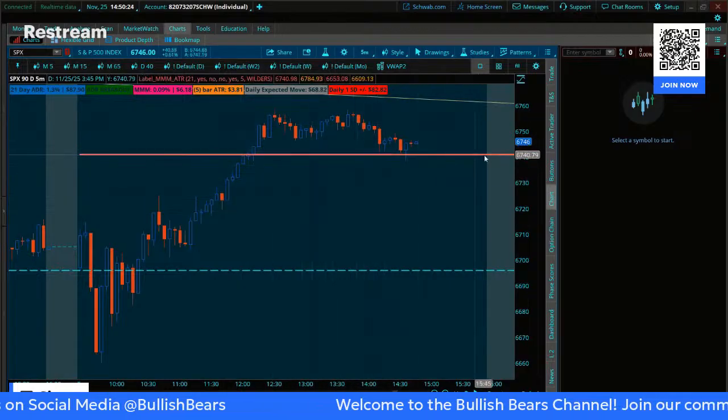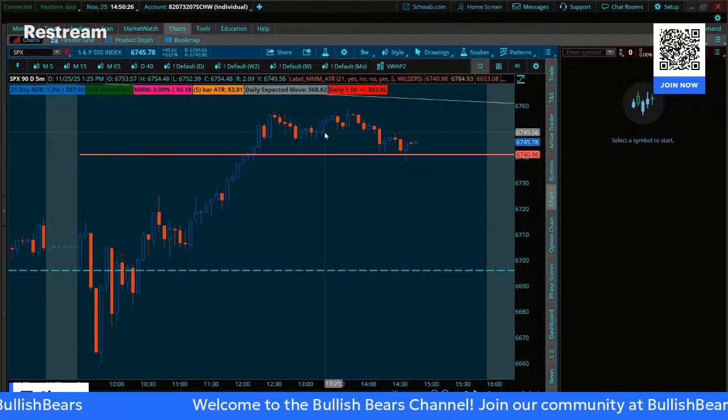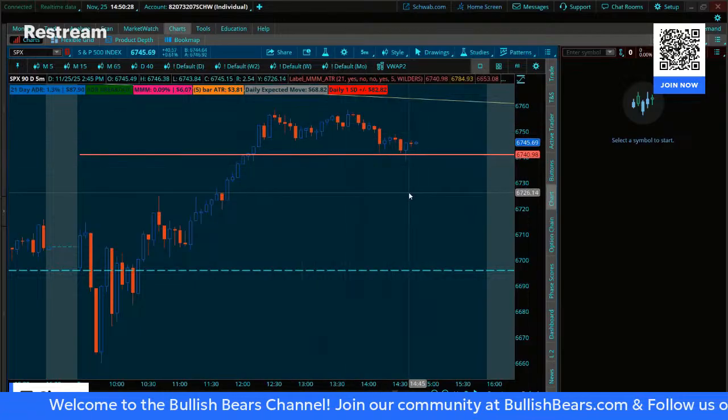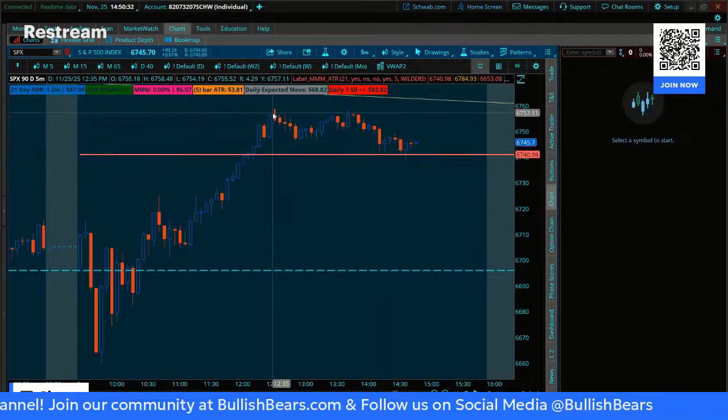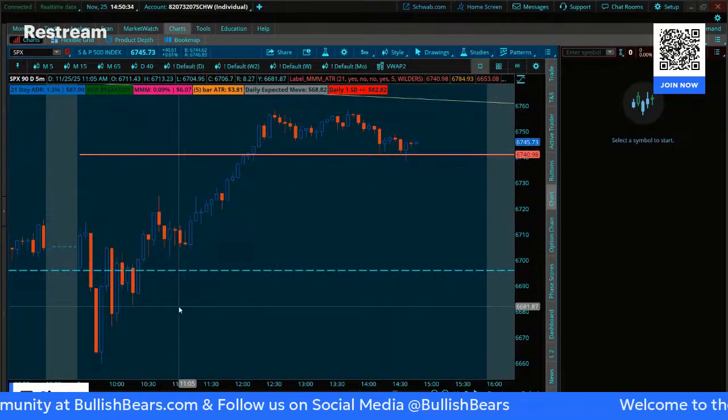But we've been holding above this ADR line and it's been failing to drop. So I don't like it. I wouldn't even have liked it back here when we ran up on that rising wedge breakout.